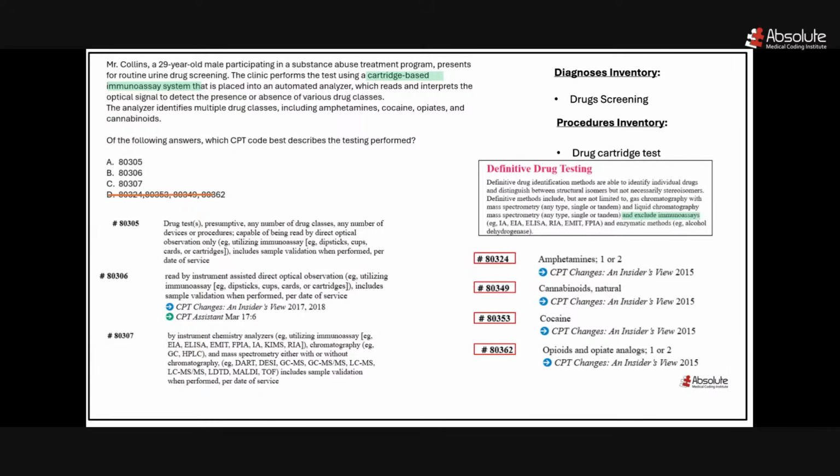Yes, I can see a lot of people changing their answers. Good job. So option D is incorrect. It's not a definitive drug testing that was performed.